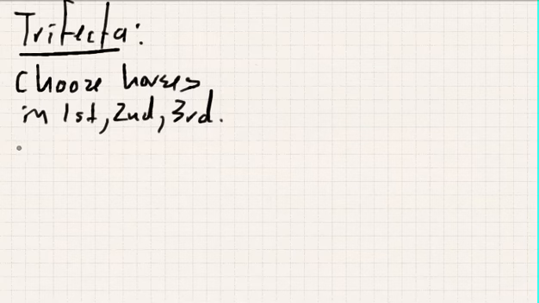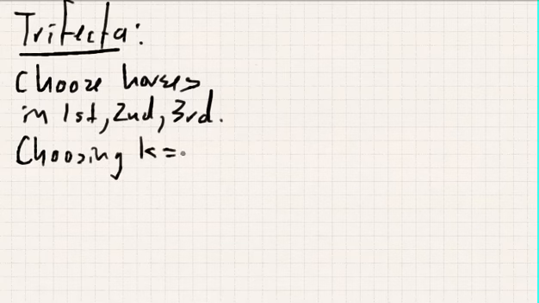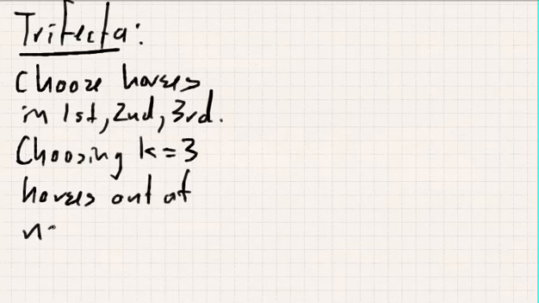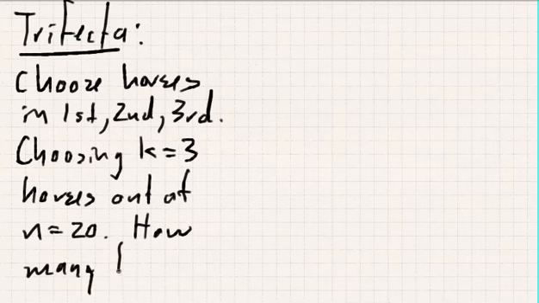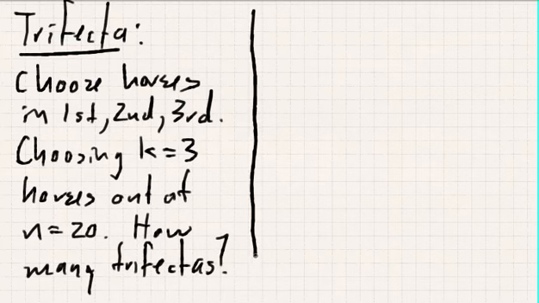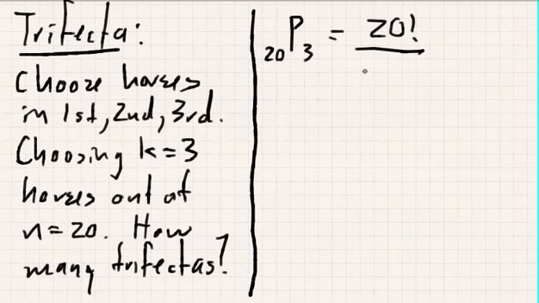So, okay. I am choosing k equal to 3 horses out of n equal to 20. So how many trifecta bets are there? Well, the total number of trifectas is 20 P 3, which by the formula is 20 factorial divided by 20 minus 3 factorial.